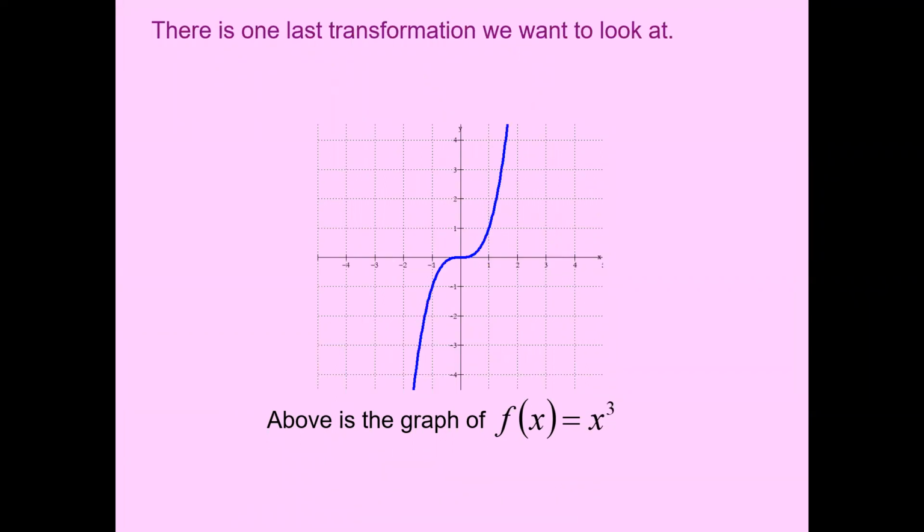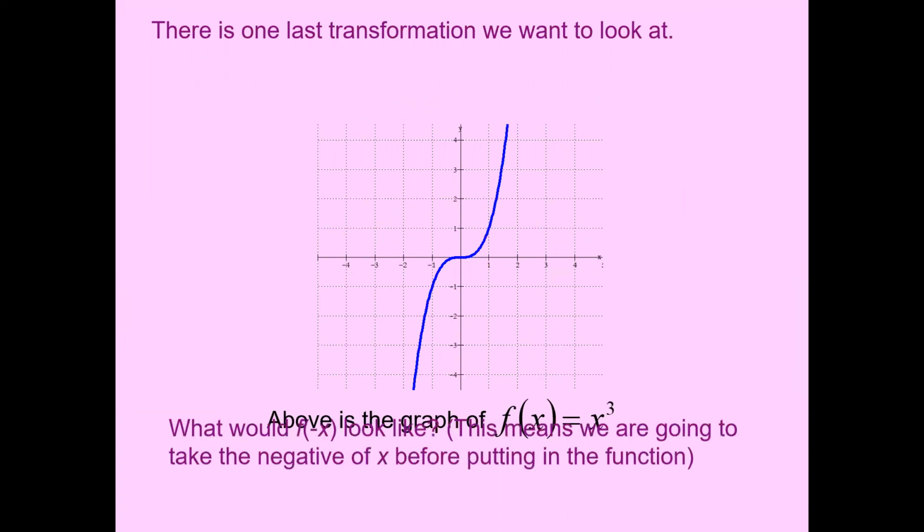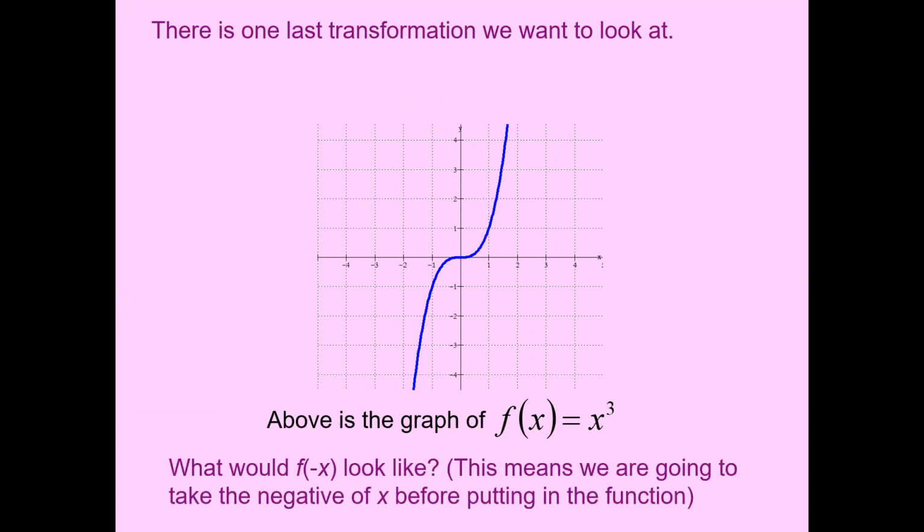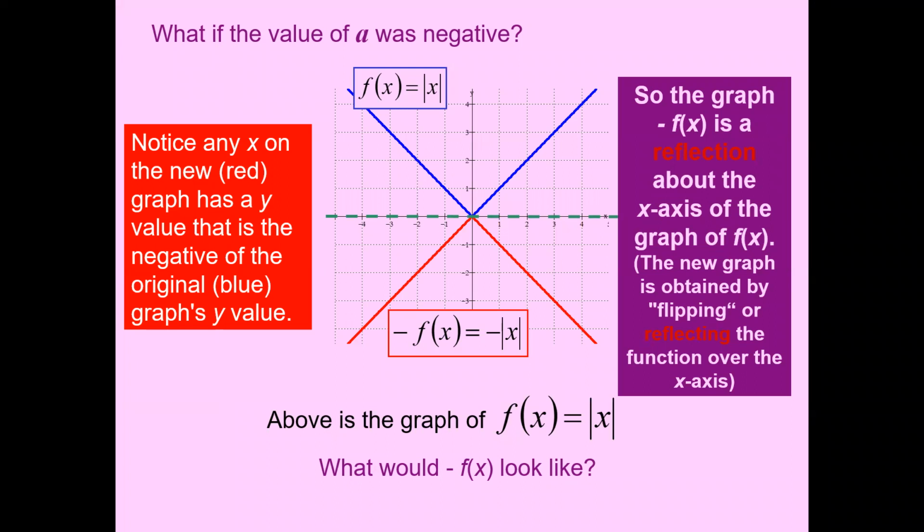There's one last transformation we want to look at. Above is the graph of f of x equals x to the third power, which is the cubic function. What I want to see is what happens when we have a negative on the inside with the variable, not on the outside. So very quickly, I'm going to go back. This negative is on the outside of the original function.